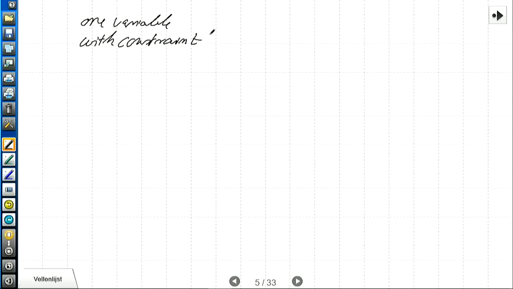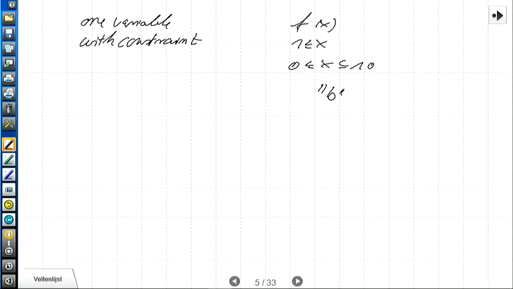So what do you have to imagine? I have a function f of x, and you recall a constraint could be that x is only allowed to be bigger than 1, or x is between 0 and 10. Those are examples of constraints. And you recall, in this setting, we always emphasize there are boundary points.